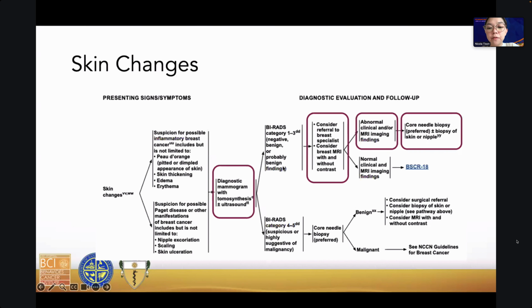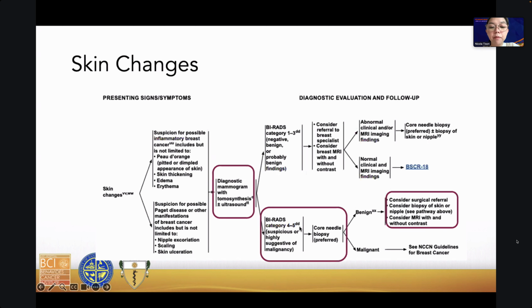If the results are benign, then we may consider again doing a breast MRI, and with any abnormal findings, a biopsy is warranted. If there is no finding, then we usually do a skin punch or incision biopsy of the skin or of that nipple lesion. If we have any findings in the breast, which is BI-RADS 4 or 5, then we do a core needle biopsy. If it's still benign, then we usually still do biopsy of that skin or of the nipple and consider MRI.